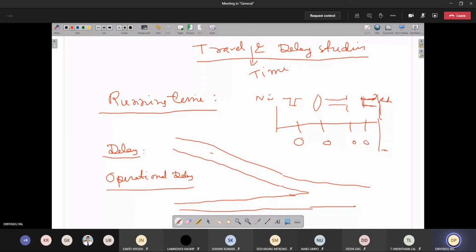So this is called merging traffic. When the vehicles are coming from this side, it is merging traffic. On the other hand, it may happen like that. Vehicles are coming from this side and they are diverting. This is diverting this side, and this is called diverging traffic.